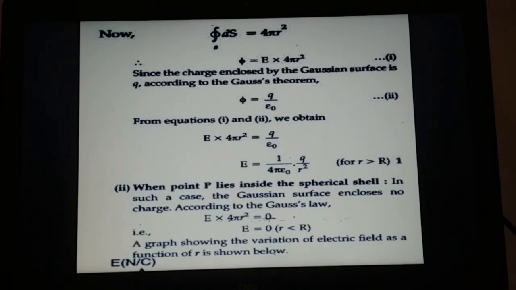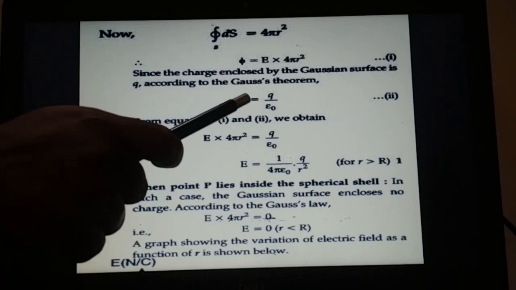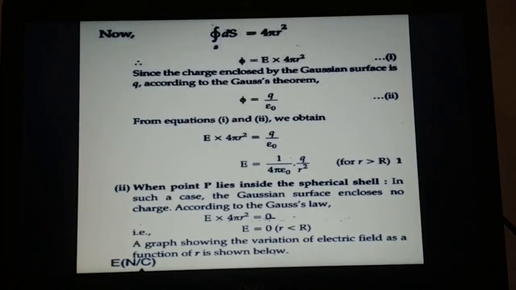So what will happen when you are describing a Gaussian surface inside the shell? There is no charge, so the charge enclosed by the Gaussian surface will become 0. If the charge enclosed becomes 0, what happens? According to Gauss theorem, phi is equal to q by epsilon 0, where q is the charge enclosed by the Gaussian surface.